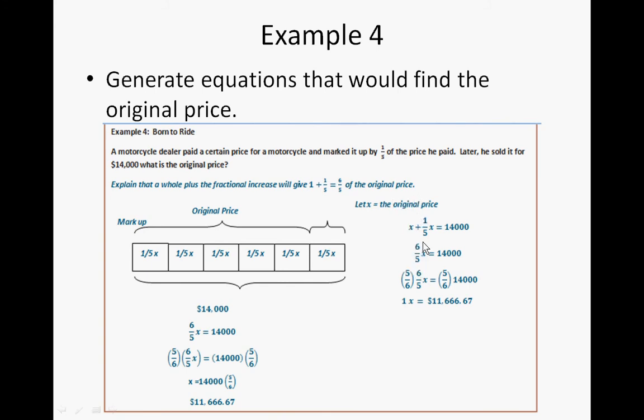So if we have 6/5 of the original price is equal to $14,000, then what we end up essentially doing is dividing 14,000 by 6/5, but again, because we invert and multiply, we're going to end up multiplying 14,000 by 5/6. And this would make sense because if the original price was $11,666.67 and it's been marked up, then we know the new price is going to be more than the original price. So that would make sense.